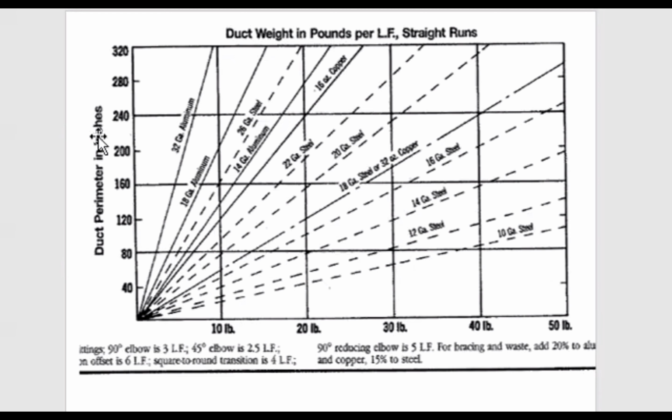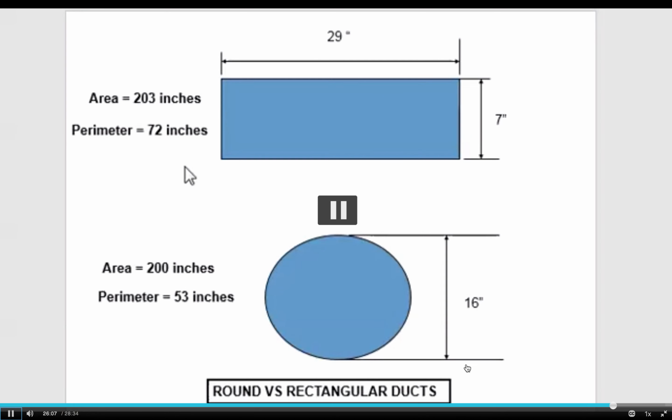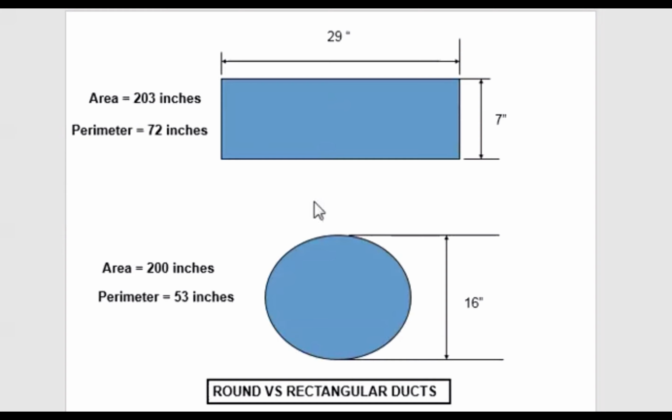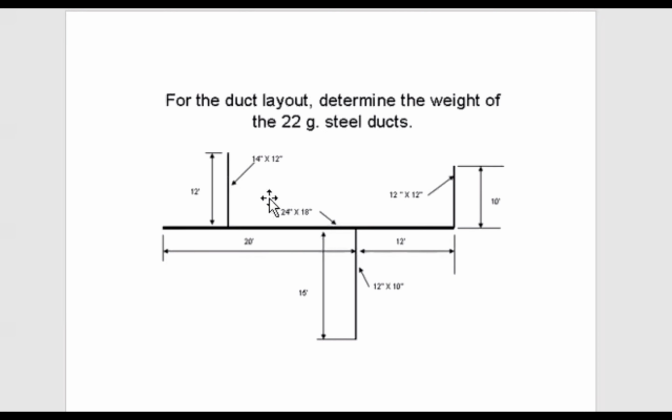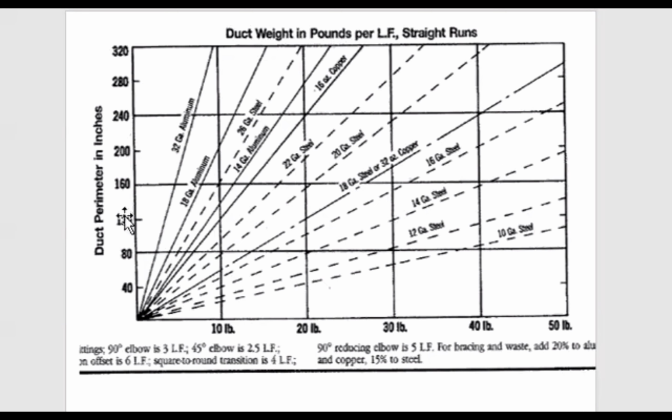The duct is in perimeter and inches, and again, perimeter. As we go back to our example, with this rectangular, the perimeter here is 72 inches, meaning 29 plus 29 for the long sides, plus 7 plus 7. So that gives you 58 plus 14 equals 72 inches. In this example here, we've got a 12 by 12. That means 4 sides of 12, your perimeter is 48 inches. A 12 by 10 duct would have 2 sides of 12 plus 2 sides of 10, which equals 44 inches. So that's your perimeter in inches of the duct.